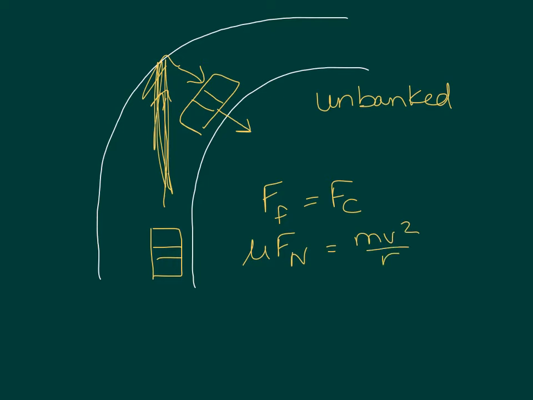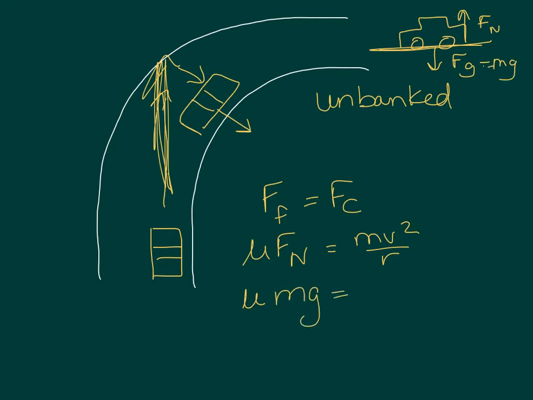And then if I'm on just a flat turn, so it's flat, and here's my car, okay, here's my gravitational force, and here's my normal force. So my normal force is actually equal to my gravitational force when it's flat. So mu times, remember, my gravitational force is mass times 9.8, or mass times gravity. Mu mg is equal to mv squared over r. So my masses will cancel. So it doesn't matter what the mass of my car is.